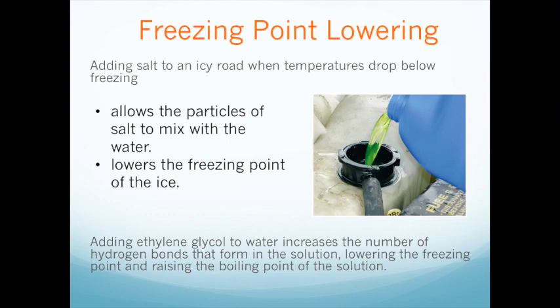Another good example is the addition of ethylene glycol to water as an antifreeze in engines. This increases the number of hydrogen bonds in the solution, which lowers the freezing point and raises the boiling point. If you had just pure water in your radiator, it would boil away rapidly and cause problems, but the addition of ethylene glycol raises the boiling point up significantly higher than the temperature of the engine.